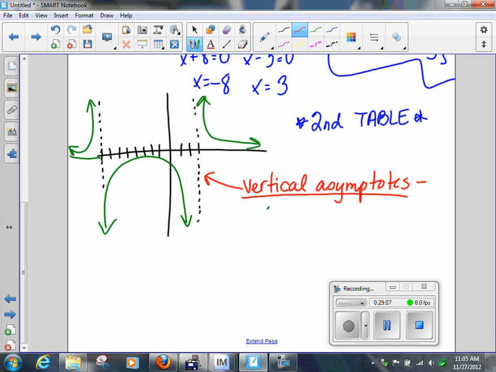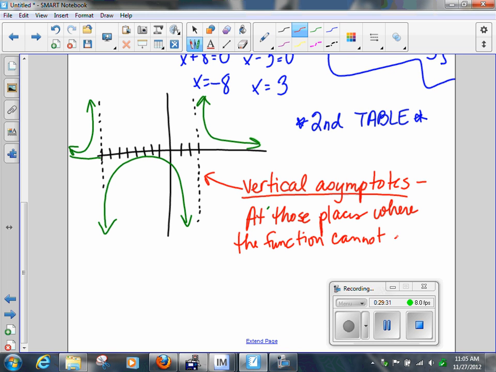All right, here we go. What is a vertical asymptote? A vertical asymptote is at those places where the function cannot be defined. Okay? The vertical asymptotes are where the function can't be defined. And folks, there are vertical asymptotes and there are horizontal asymptotes.